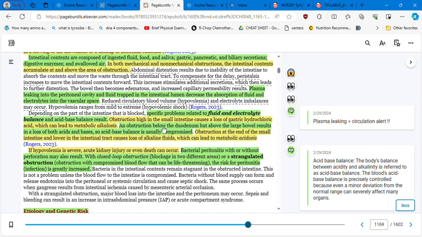An obstruction below the duodenum but above the large bowel results in a loss of both acids and bases. Yes, acids from the stomach and bases from the intestine. So acid-base balance is usually compromised. Obstruction at the end of the small intestine and lower in the intestinal tract causes loss of alkaline fluids, which can lead to metabolic acidosis.